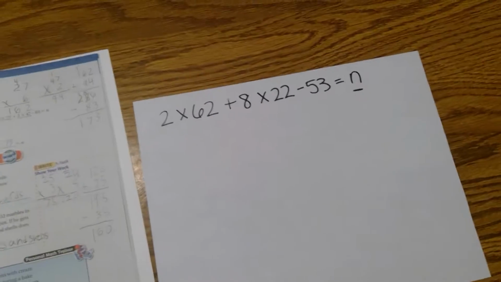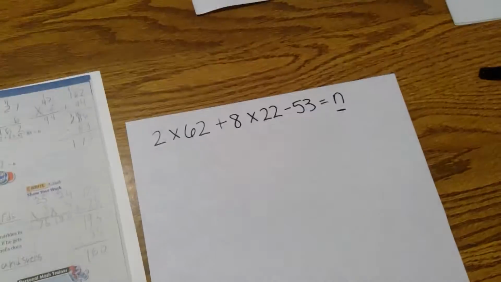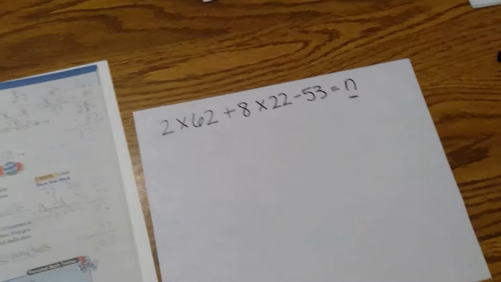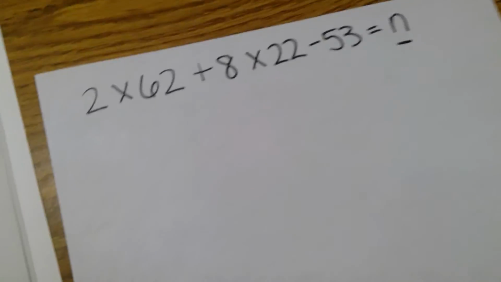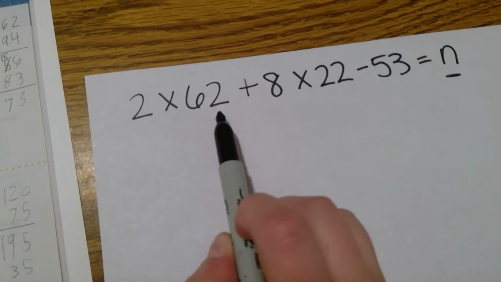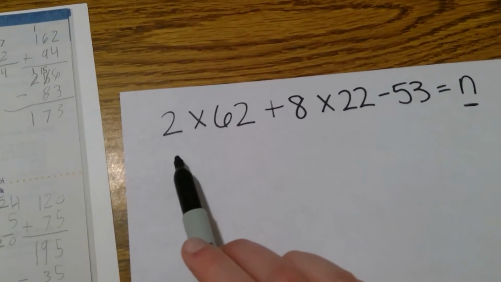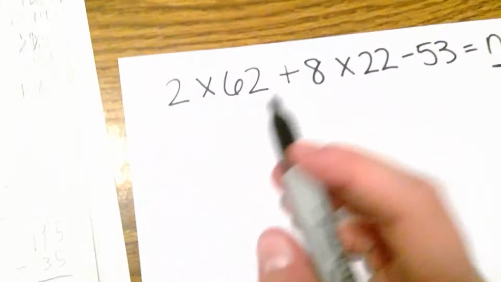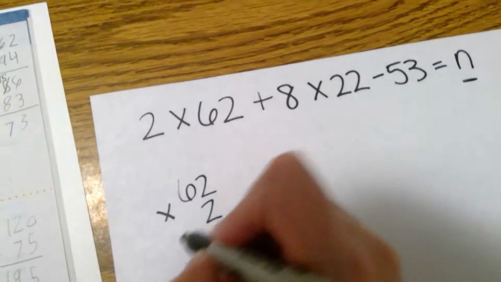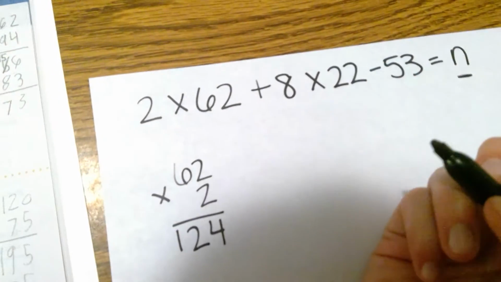So now we're on to multiplication and division. Remember, multiplication and division can happen in either order. In this case, there's no division, so we're going to start with the multiplication. We can either start with 2 times 62 or 8 times 22. I'm going to start with 2 times 62. 62 times 2: 2 times 2 is 4, 6 times 2 is 12.